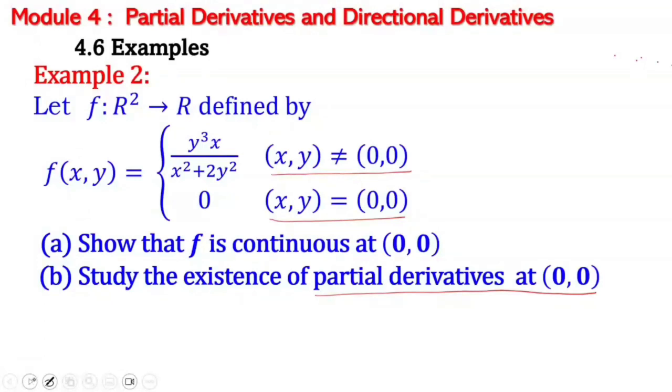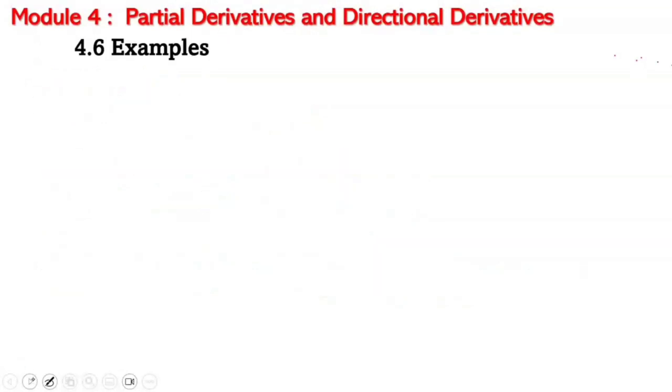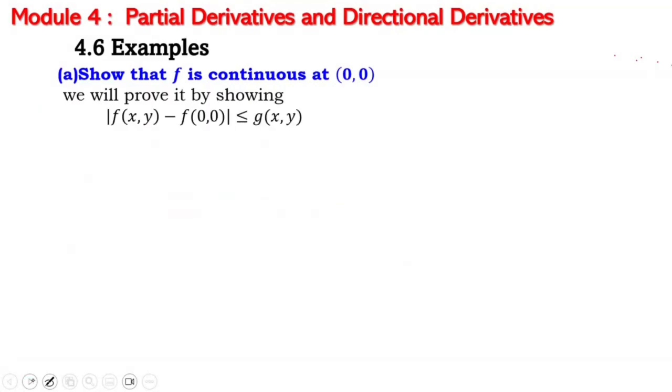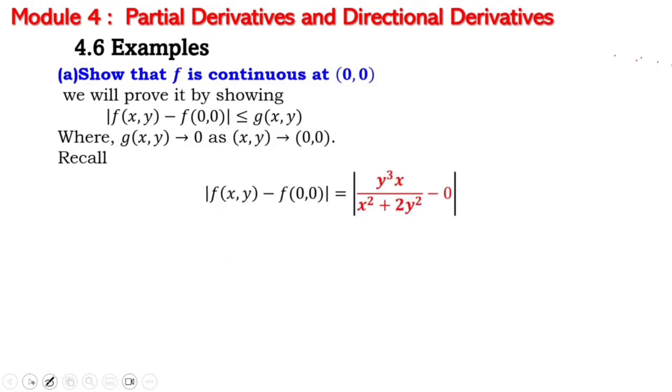So let's do the first part. The continuity we will prove in the same way as in the previous example, by showing that g(x,y) tends to 0 as (x,y) tends to (0,0). So again, just recall the function. The function is f(x,y) minus f(0,0). It will be like this.